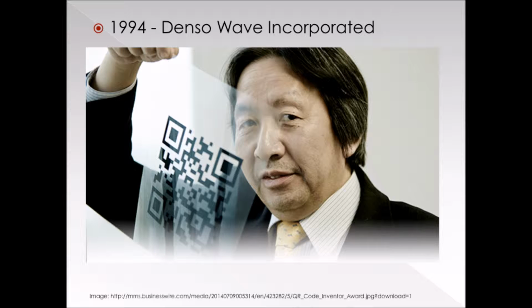Okay, to get started, just a bit of history on the QR code. QR codes were created in 1994 by Denso Wave Incorporated in Japan. The research development team was tasked to create a more efficient way to track automotive parts, and they did so by creating the QR codes. The research development team was led by Masahiro Hara, who is pictured here.